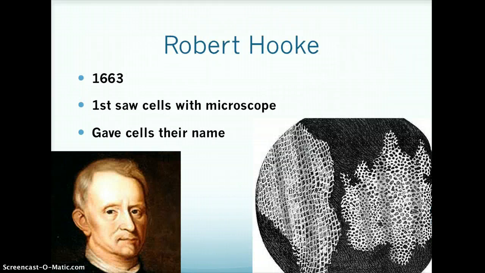In 1663, Robert Hooke saw the first cells under a microscope. He thought the images looked similar to the cells that monks lived in. Therefore, he named the images he saw cells. The image on the right is a drawing Hooke made of cork cells.